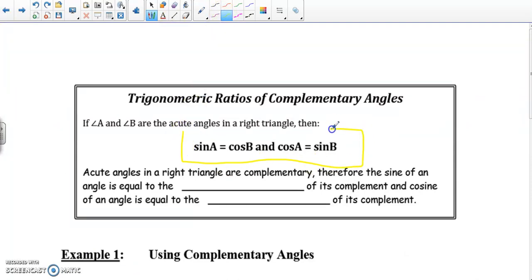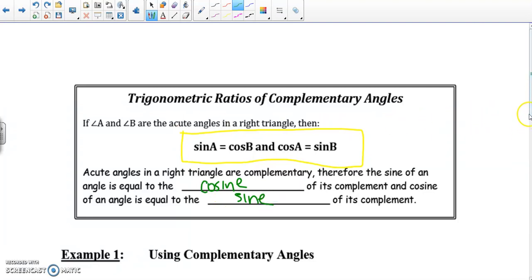So in a right triangle, if A and B are the acute angles, then every single time, no matter what, the sine of A will equal the cosine of B, and the cosine of A will equal the sine of B. So acute angles in a right triangle are complementary, therefore the sine of an angle is equal to the cosine of its complement, and the cosine of an angle is equal to the sine of its complement.